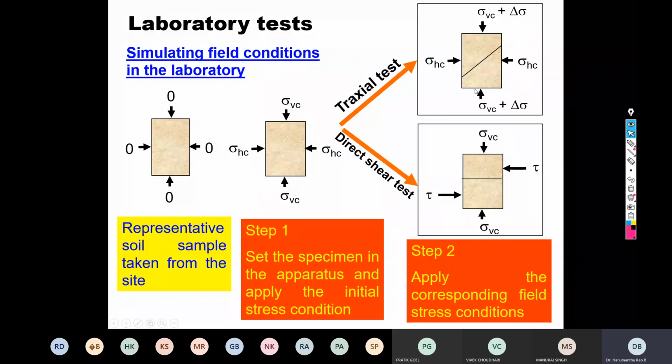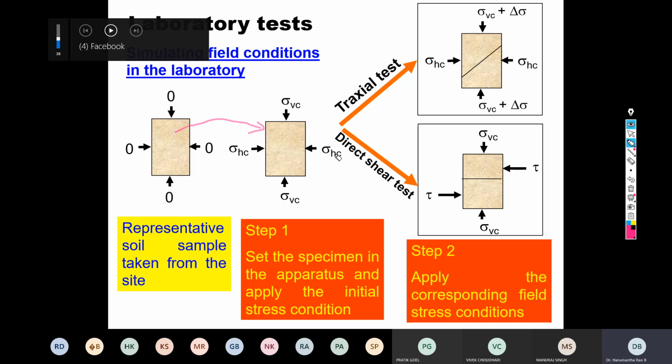So in case of the triaxial testing, initially we should replicate the field condition. The moment you take out the soil sample, all the confining stresses become zero on the soil sample. So this soil sample has to be brought to the initial field condition. That can be attained by applying the confining pressure. When you apply the confining pressure, the amount of sigma Vc is equivalent to sigma Hc. That is the meaning of the confining pressure. Since you are doing the triaxial, the stress should be equal in all the three directions.